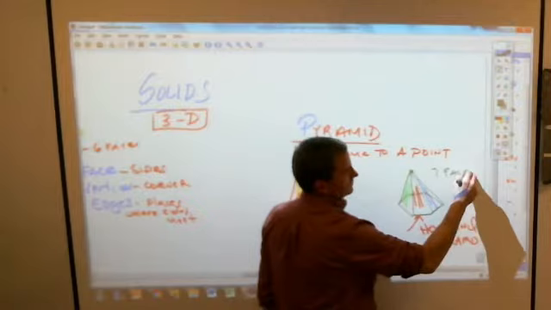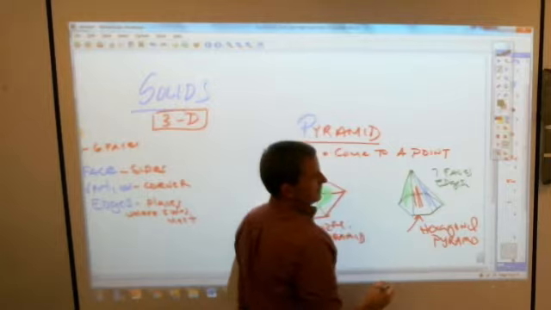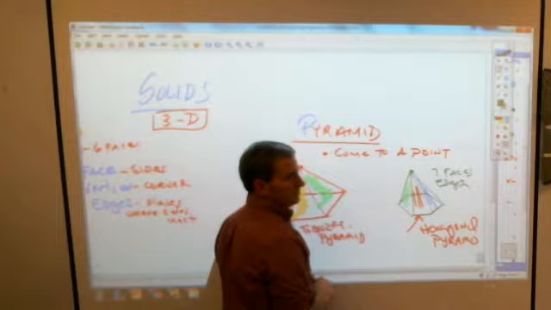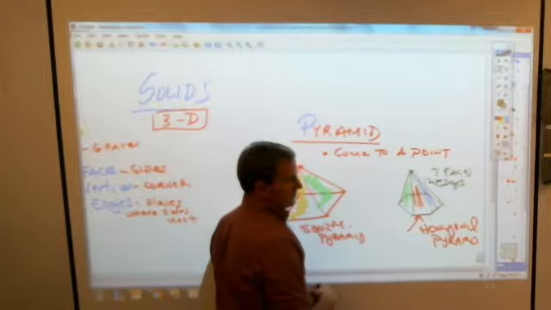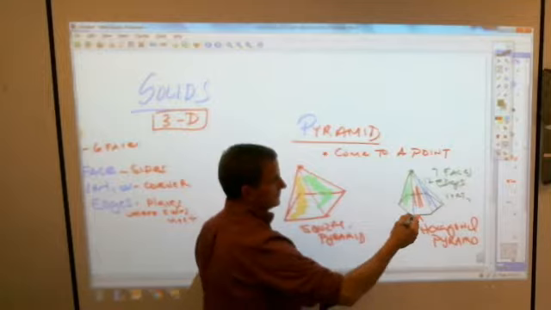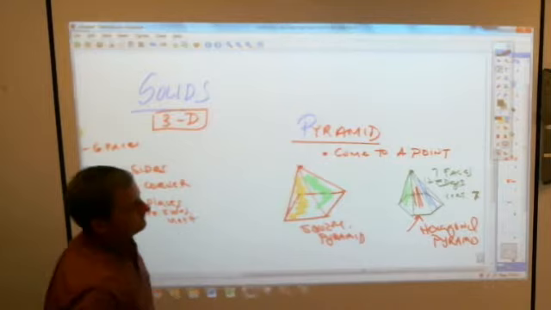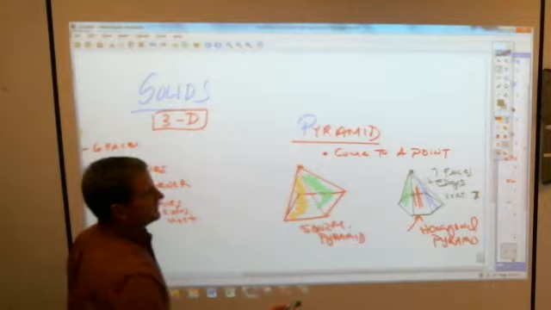How many edges? Grace? Twelve. And how many am I missing? Vertices. Which would be how many, Aaron? How many did you say? Wait, where'd you go? How many? Seven. Yes, by all means.